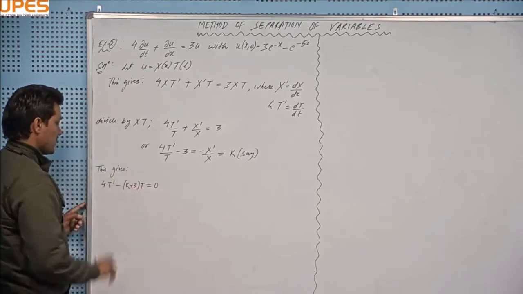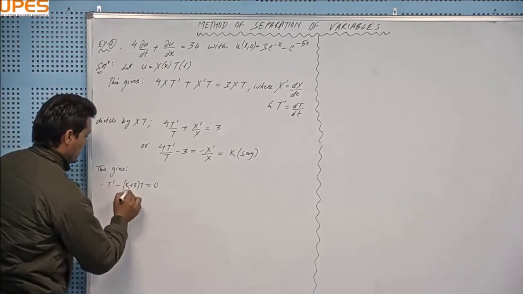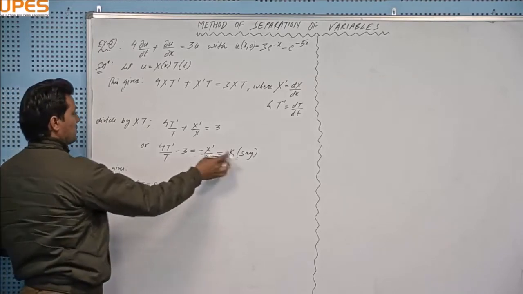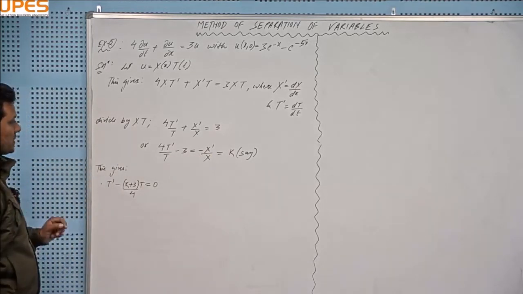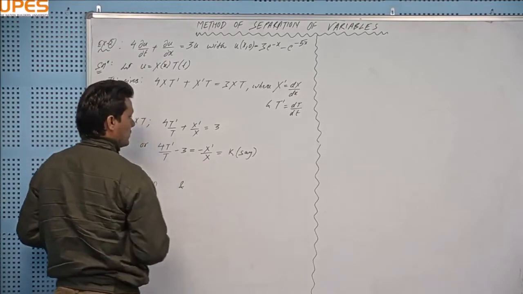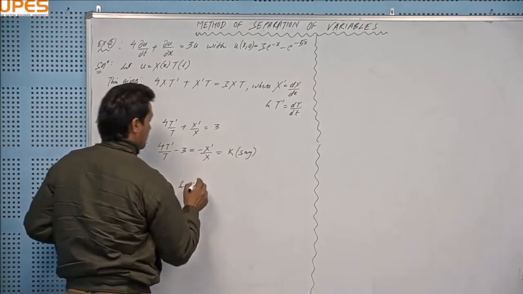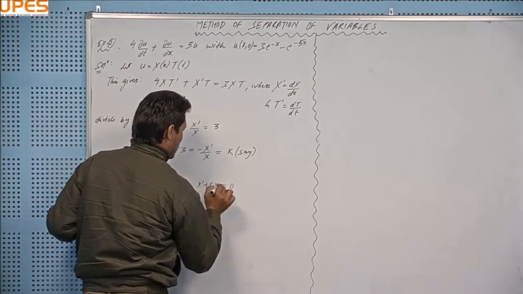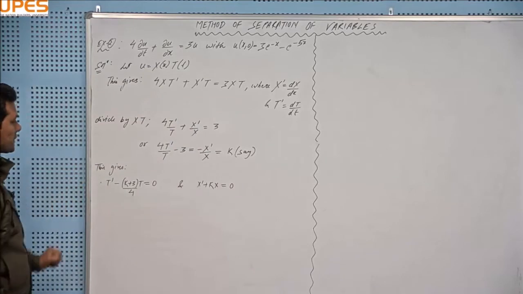I think this is fine. Okay, let me take this 4 here. Now it's fine, right? That will be kT minus kT. Okay, correct. And the other will be positive X' + kX = 0, right? Okay.